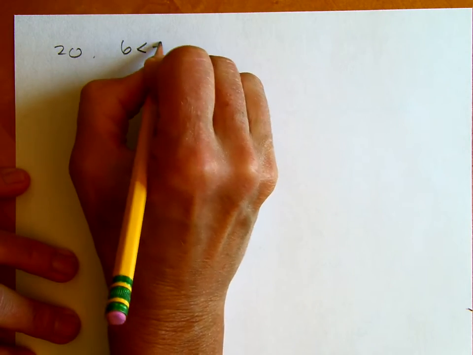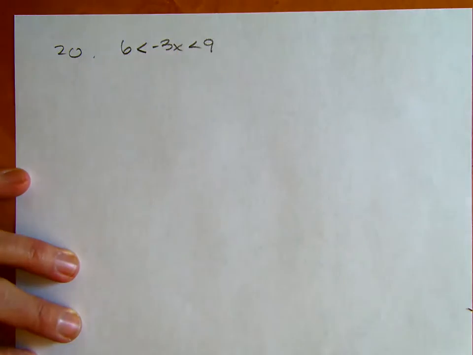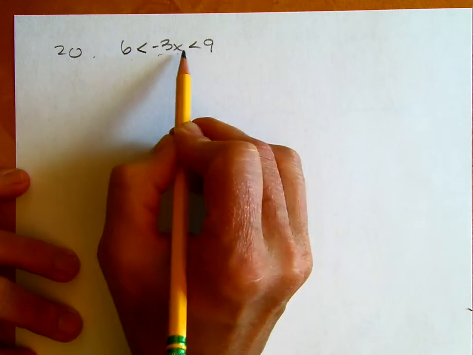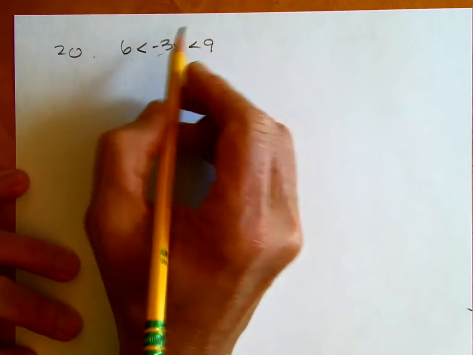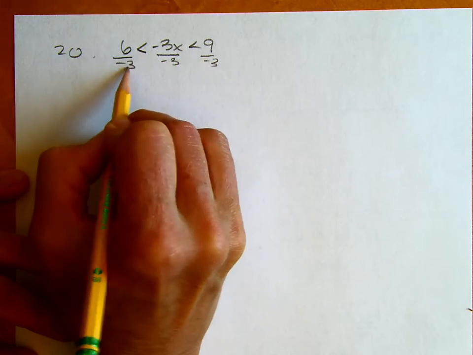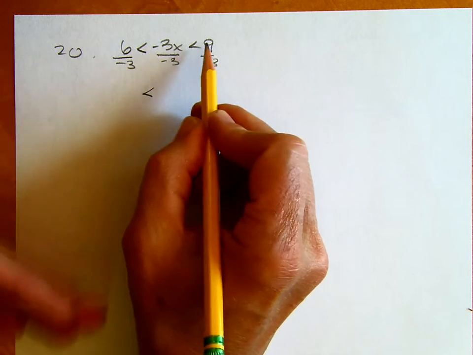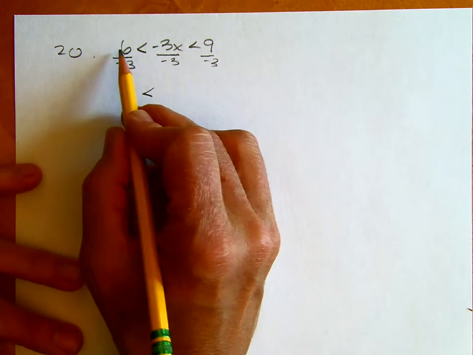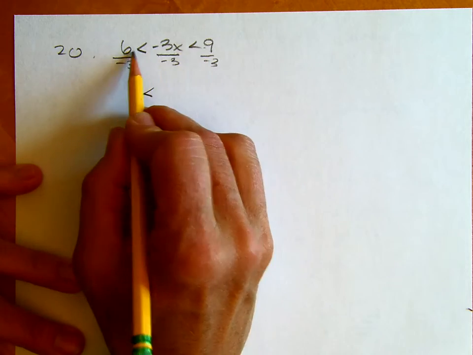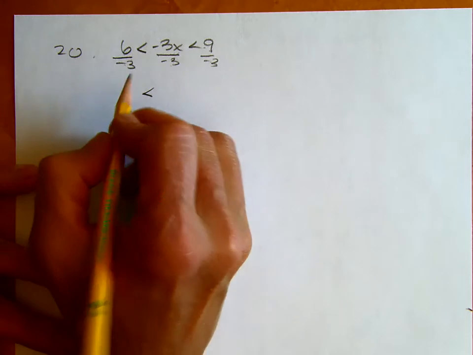6 is less than -3x, or -3x is between 9 and 6. -3x is greater than 6, but less than 9. You can solve these simultaneously. Whatever you do to one side, you do to the other. In this case, you have 3 portions, and each one you can perform the same operation on.